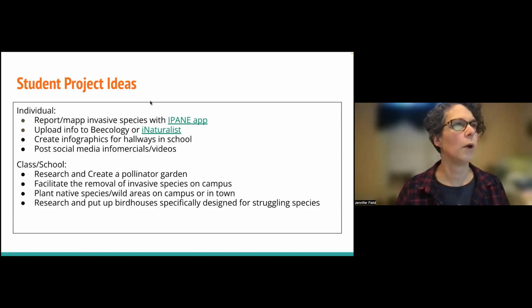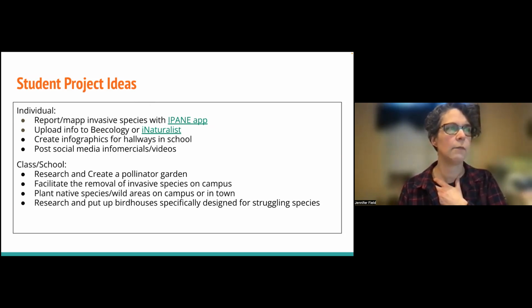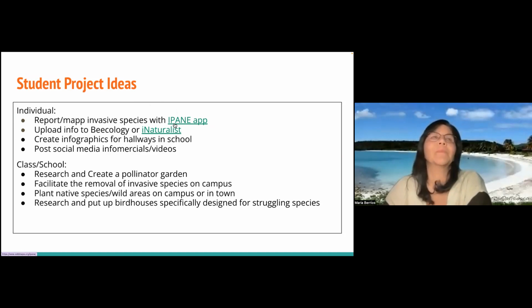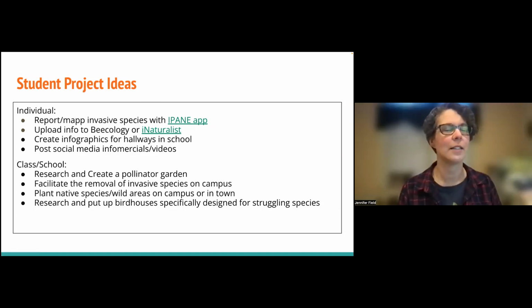So some other student project ideas that we have used, and that I have used in my class, is invasive species with the iPaint app. If you have students that have phones or iPads, they can download the Invasive Plant Atlas of New England, and you can log the invasive species that you find either in your yard or on your campus or wherever.